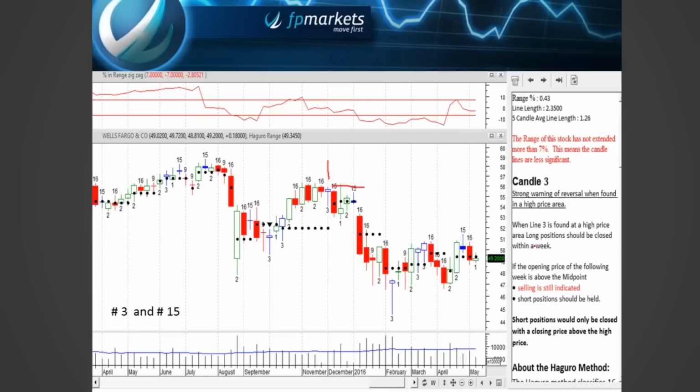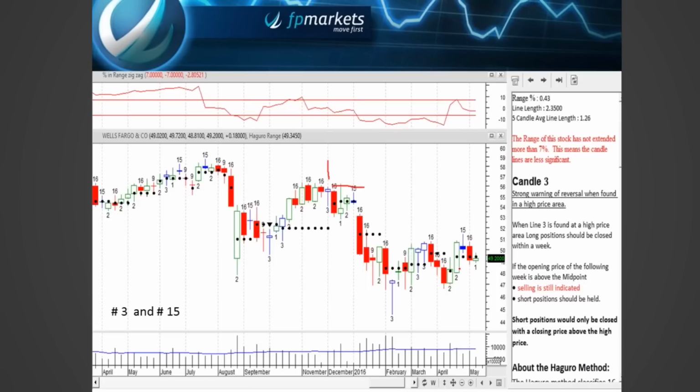So number 3, when found in a high price area, long position should be closed within a week. So it gives you a bit of time to work it out. If the opening price of the following week is above the midpoint, selling is still indicated, short position should be held. That's a big statement. So you can go through your charts and prove whether that statement is true or not, and you can build a trading strategy around that.